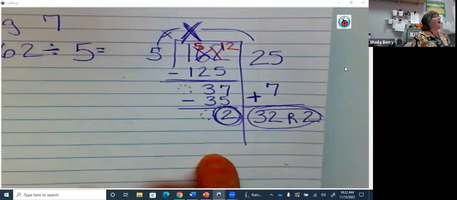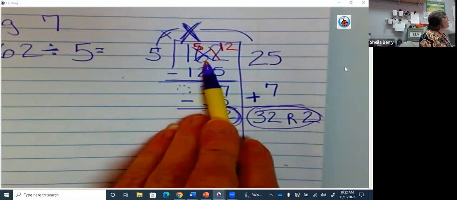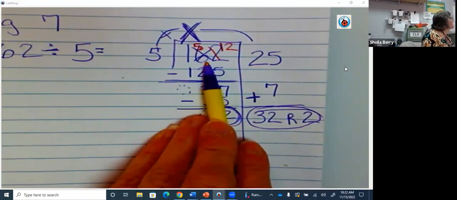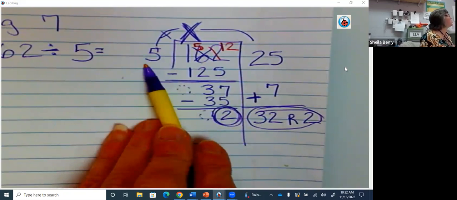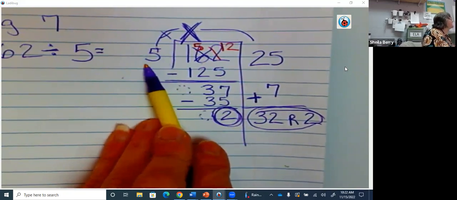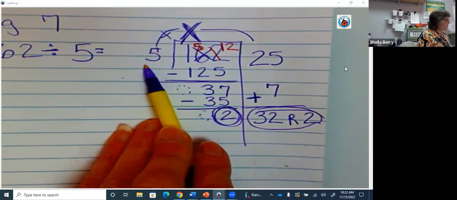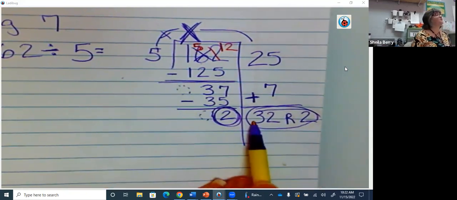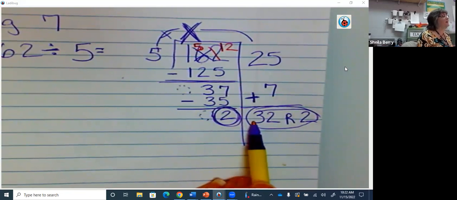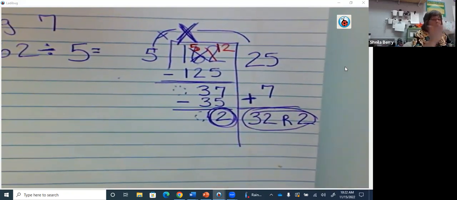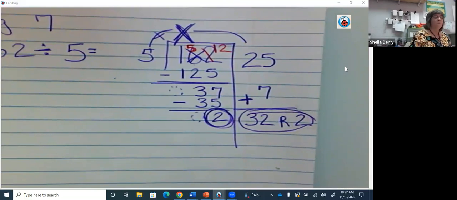So I have 162 pieces of candy. I am going to share that with 5 friends. How many will each friend get? 32. Each friend will receive 32 pieces of candy, and there will be 2 that were left over. 2 pieces that you could not share because we share evenly. When you share, everyone gets the same.